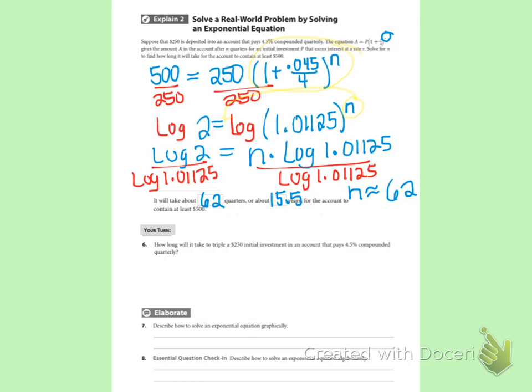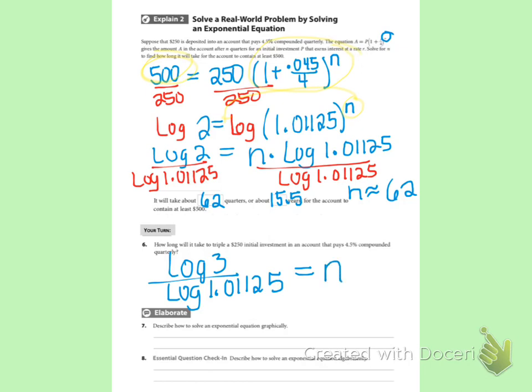And so really, even instead of just going back here and putting in 750 there, we don't really need to do that. All we need to really do is change this number right here to 3. Okay, so all of these will change to 3 because now we're trying to triple our value. And so our calculation would look like this. Let me just get rid of those cross outs, and it would be the log of 3 divided by the log of 1.01125. And that's going to tell us what n is, the number of quarters.